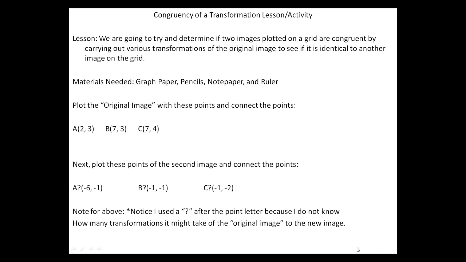Welcome. In today's lesson, we are going to try to determine if two images that are plotted on a grid are congruent by carrying out various transformations of an original image to see if it's identical to a second image on the grid. Materials that you need are some graph paper, pencils, note paper, and a ruler. First, I'm going to ask that you plot the original image with these points on the screen.